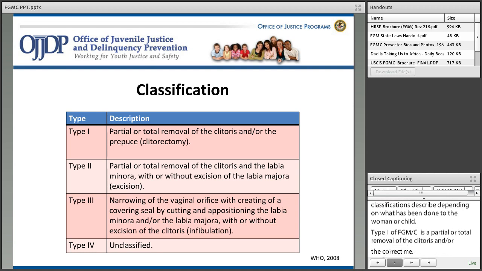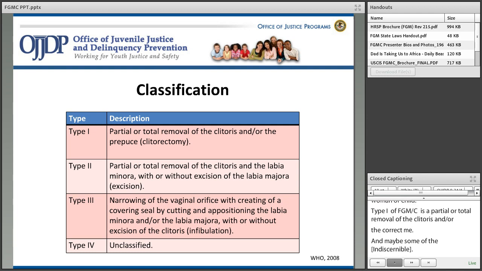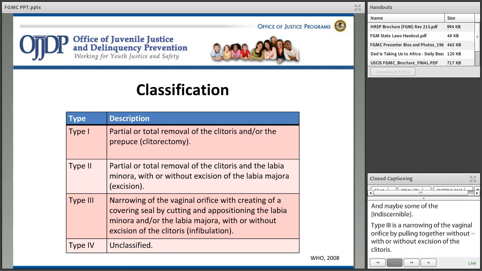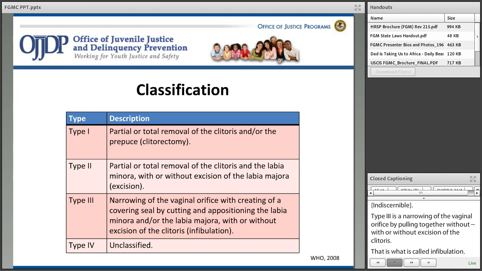Type 3 is a narrowing of the vaginal orifice with the creation of a covering seal by cutting and pulling together the labia minora and/or the labia majora, with or without excision of the clitoris, and that's what is called infibulation. And class 4 is any other kind of injury to the genital area, and includes pricking, piercing, stretching, burning, scraping, or other manipulation of the external genitalia.